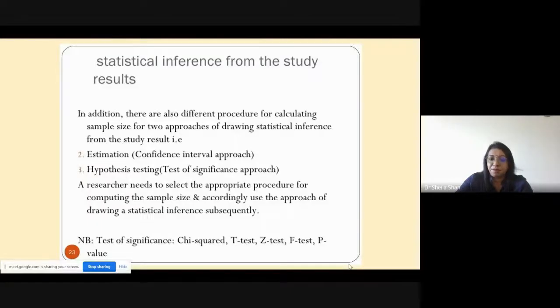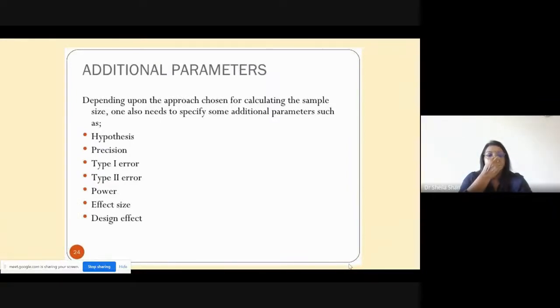So test of significance here means what test are you doing? Is it chi-square? Is it t-test? Is it z-test? Is it f-test? Or is it p-value? All this goes under hypothesis testing. When are you going to reject the hypothesis? When are you going to accept the hypothesis? All right, depending on the approach chosen for calculating the sample size, one needs to specify some additional parameters such as hypothesis, how precise, all this I have mentioned earlier, right?